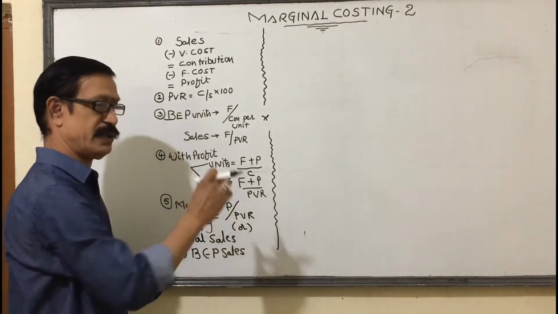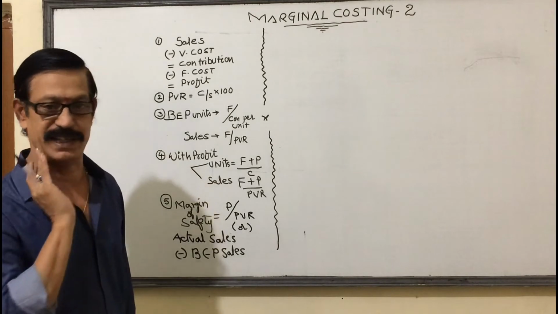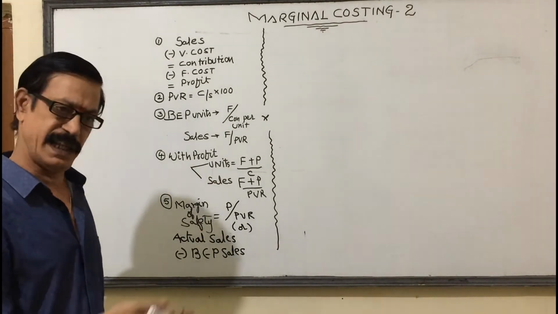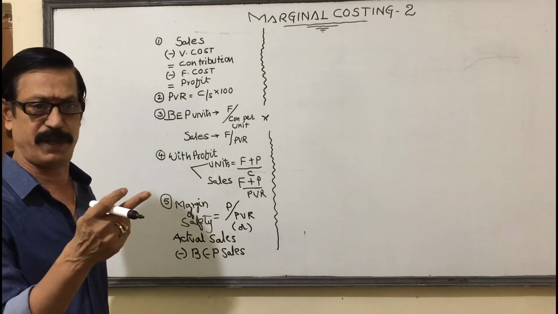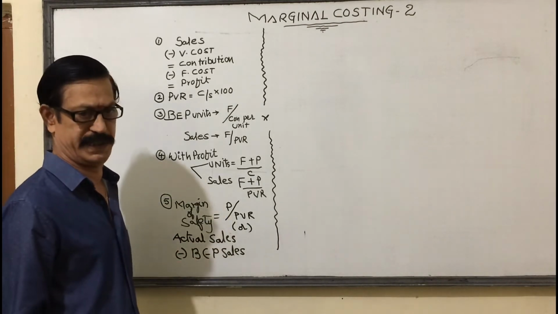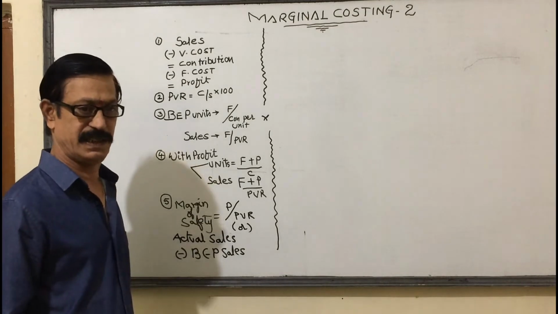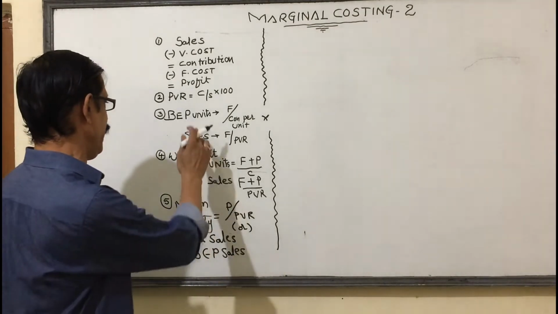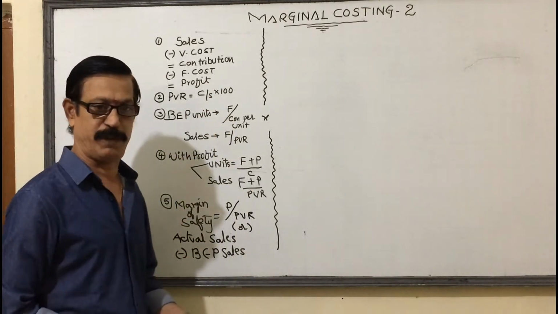This you can find out in unit wise or in total wise also. If you have unit wise information, then you can find out contribution per unit divided by sale price per unit. If you have totals, total contribution divided by total sales into 100. So PVR. Then after, break even point.